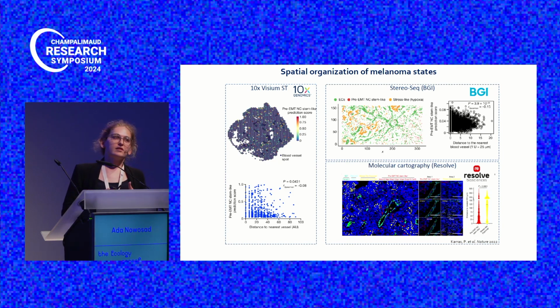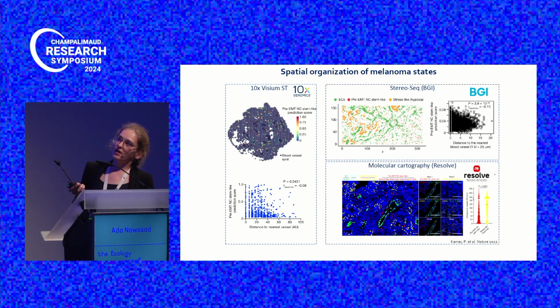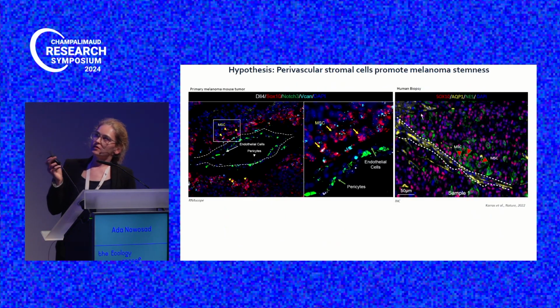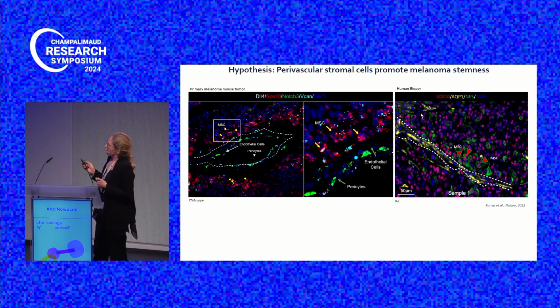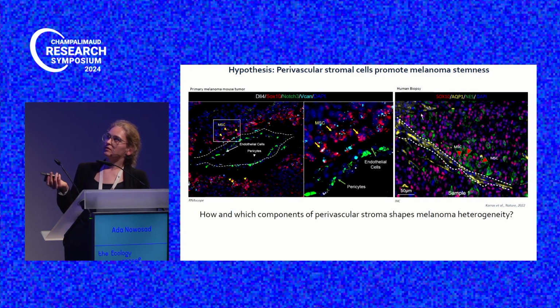So then we wondered if those cells are randomly distributed in the tumor or whether there is a specific location. And for this, we performed different spatial transcriptomic assays, and we were able to show that this population is predicted to be in close proximity to blood vessels. We also confirmed this by more targeted approaches in mouse and human samples, which altogether suggest that there is something in this environment that is important for melanoma differentiation and stem-like phenotype.